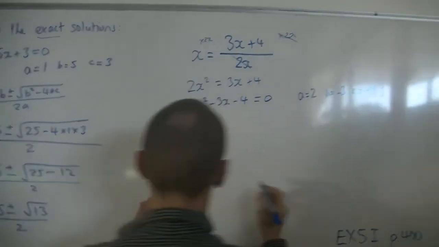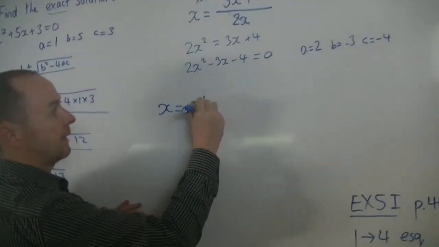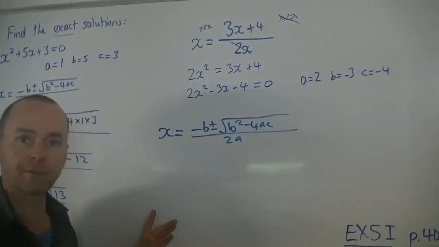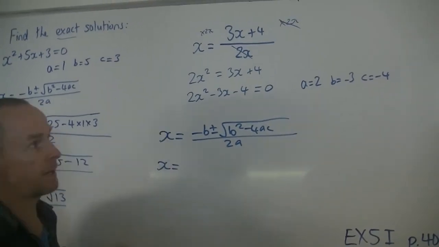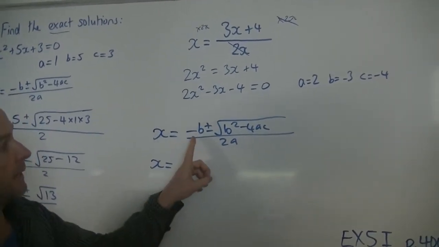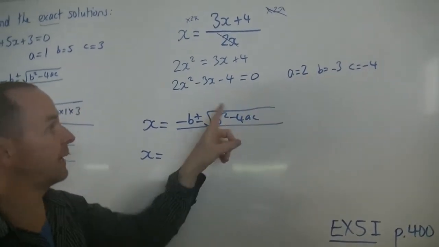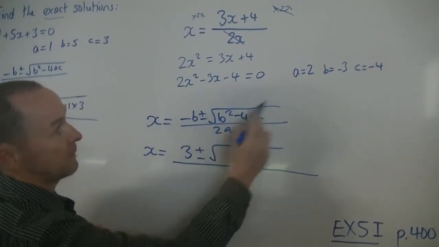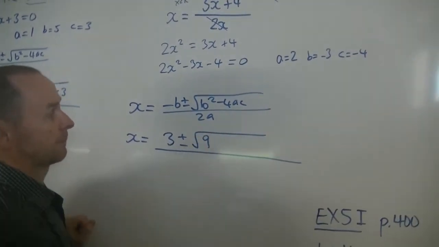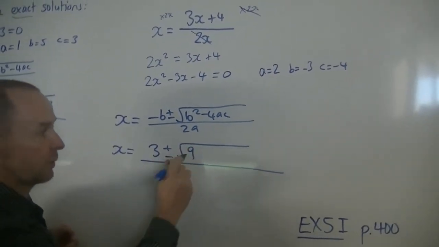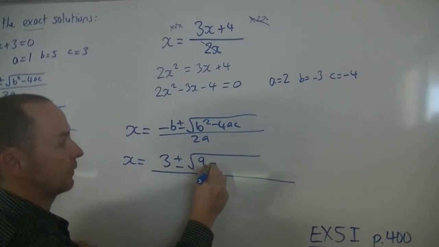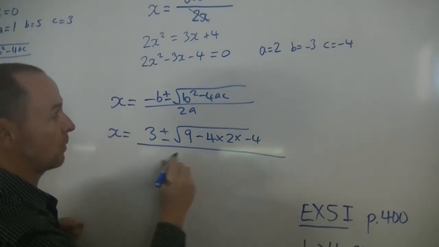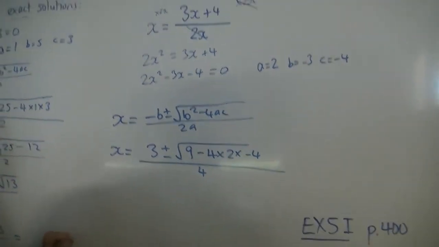Now I write down my formula. x equals negative b plus or minus square root of b squared minus 4ac over 2a. Always write the formula first. Don't skip steps. If you skip steps, you're more likely to make a mistake. Negative b. b is negative 3. So negative 3 makes it a positive 3. Plus or minus. b squared, negative 3 squared is 9. I skip that. I don't write minus 3 squared. I'm more likely to make a mistake. So I put down 9, and then I write down minus 4 times a times c, 2 times negative 4, over 2a, which is 4. So substitute all those values in.